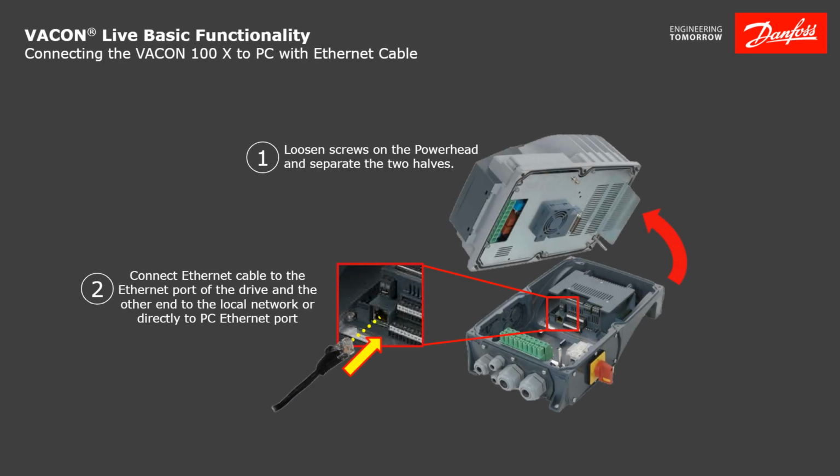The VACON 100X also has a standard Ethernet port that can be used to connect to VACON Live. First, loosen the screws on the power head and separate the two halves of the drive. Next, connect the Ethernet cable to the Ethernet port of the drive and the other end to the local network or directly to the PC Ethernet port.